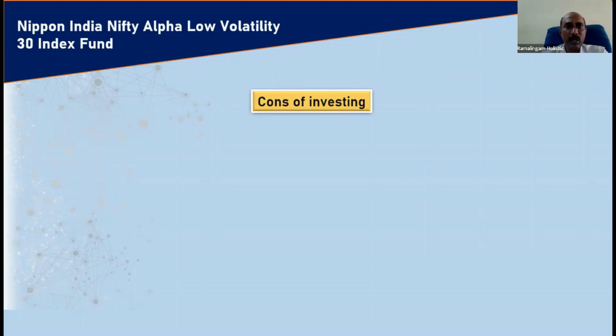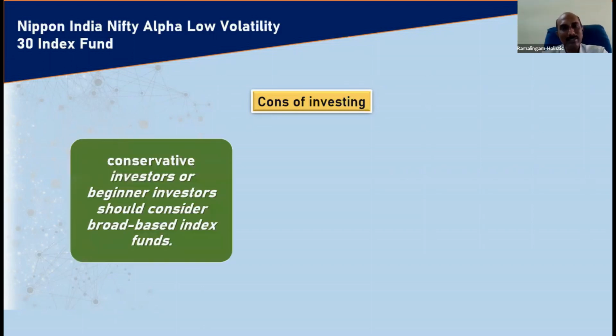Nippon India Nifty Alpha Low Volatility index, right? Conservative investors or beginner investors should consider broad-based index funds. Generally, factor-based investments or smart beta indices are for people who have already invested in a broad-based index or a well-diversified portfolio, looking for additional risk-return trade-off. So this is suitable for slightly aggressive investors.